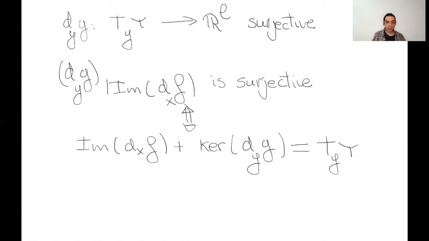And so now, what we have to realize is that this kernel is just the tangent space of C at the point Y. And that's the reason we get the transversality condition. This is the transversality condition: the image of the differential of F at X plus the tangent space of C at Y is the tangent space of big Y at small y. Okay?